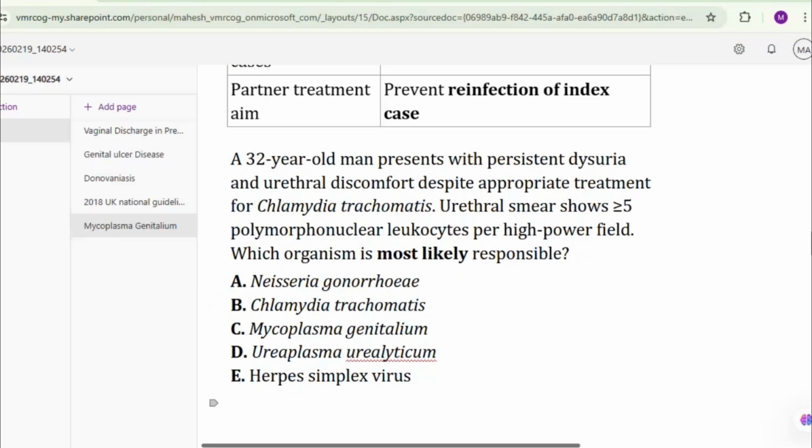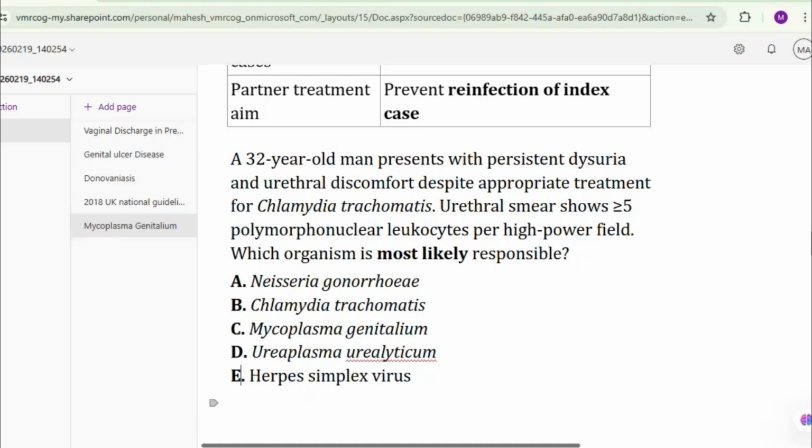Ureaplasma. What is the presentation here? It is a male with persistent dysuria, and it is a urethritis. Diagnosed as Chlamydia trachomatis, taken the appropriate treatment, still it is not controlled. Still, there is no cure. So what could it be?